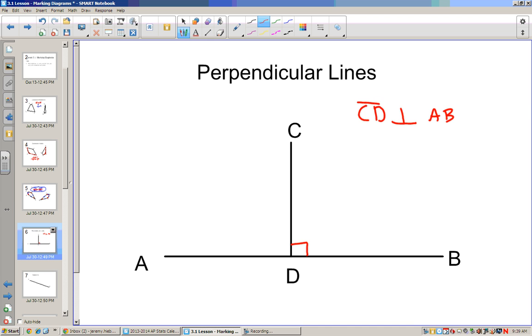Now these are both segments in this drawing. Now this is perpendicular. It looks like an upside down capital T. That means that these are perpendicular. It's kind of a weird way to write it, but from here on out, you'll see that quite a bit in this class.